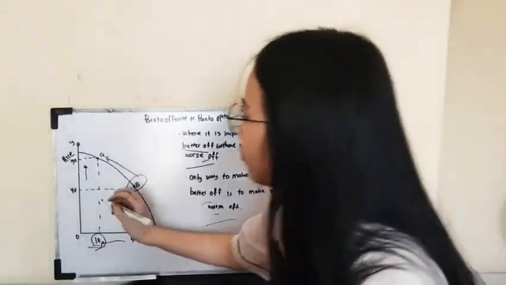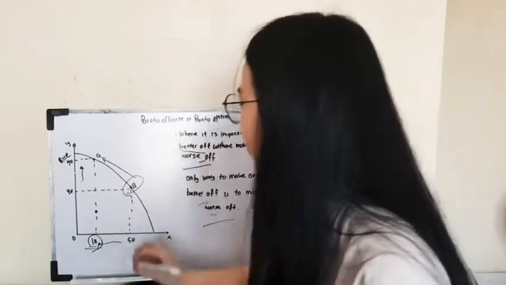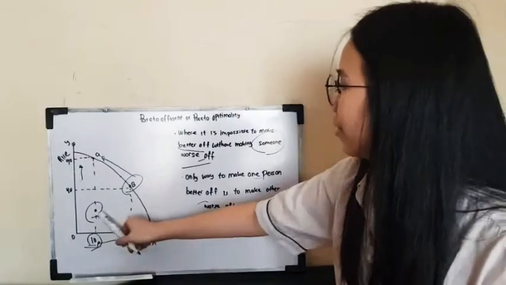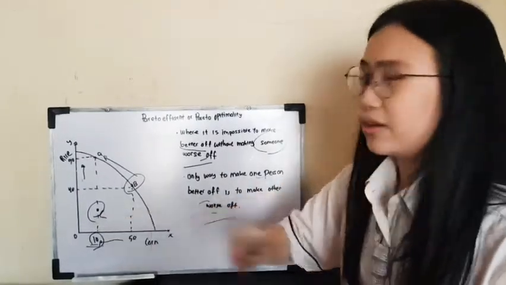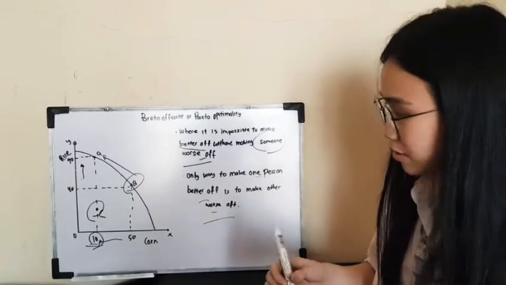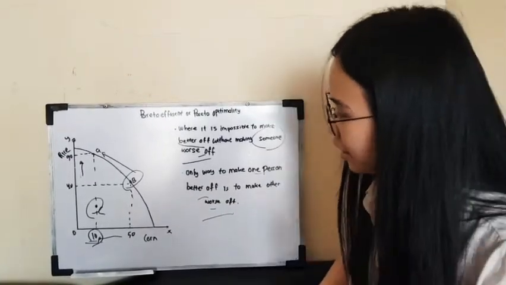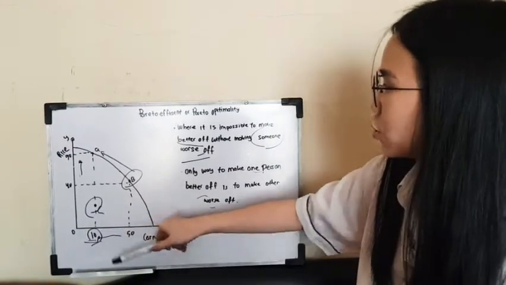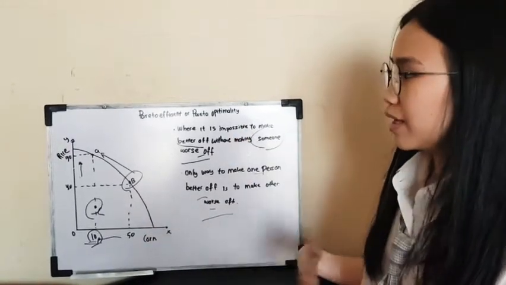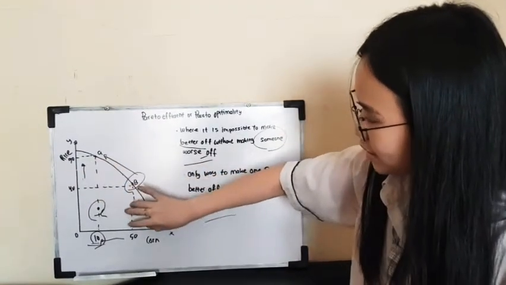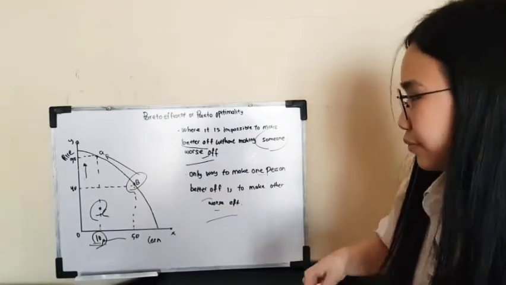But what happens when the point is in this point? This is Pareto inefficient. Why? Because there is still a chance for us to produce more without making someone else sad, because we have excess resources for us to produce more.